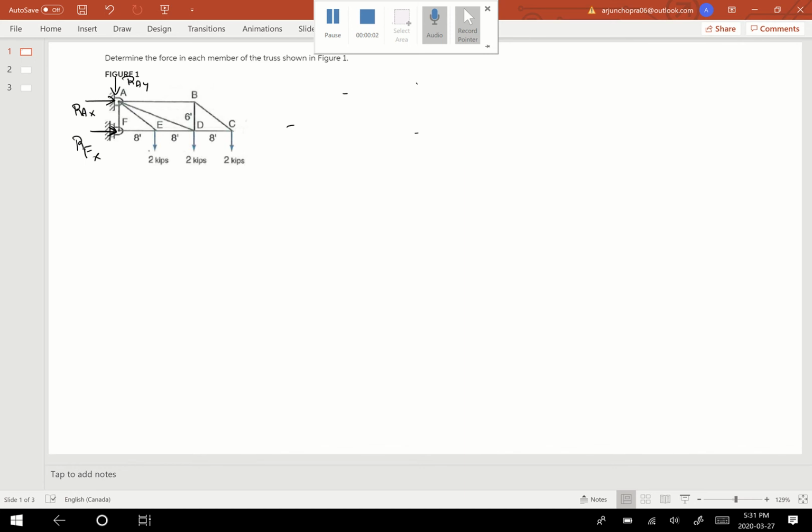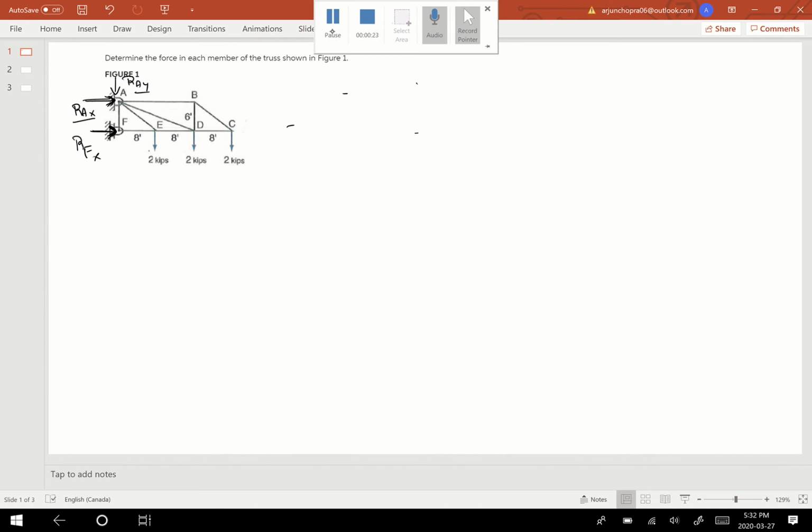Hello friends, in today's class we'll be talking about the method of joints, and I wanted to find the load in each member of this truss. So I'm going to start with drawing these reaction loads. These are the reaction loads RAX, RAY, because this is a pin joint and this is a roller joint, so only one perpendicular direction load will be shown here.